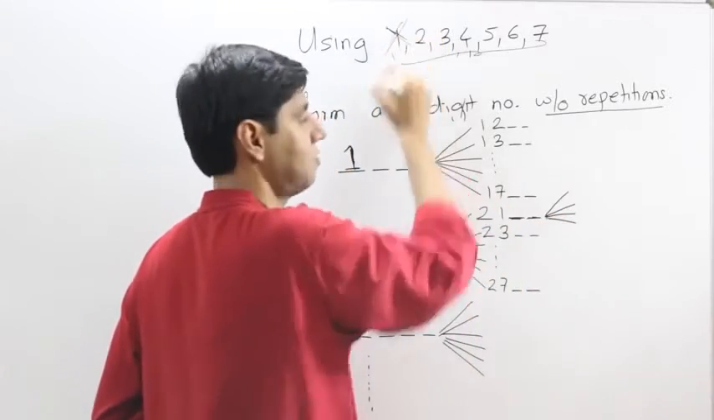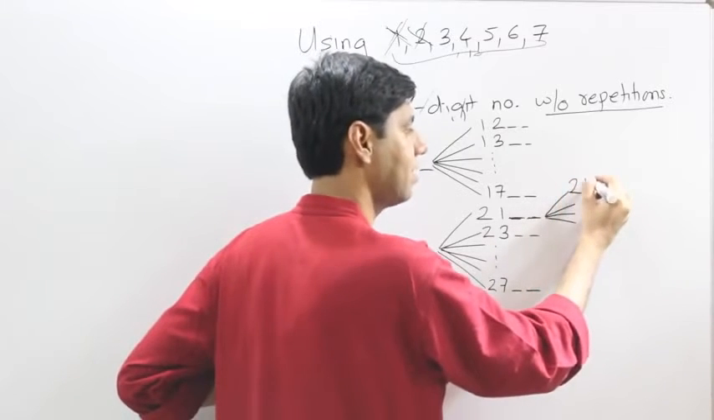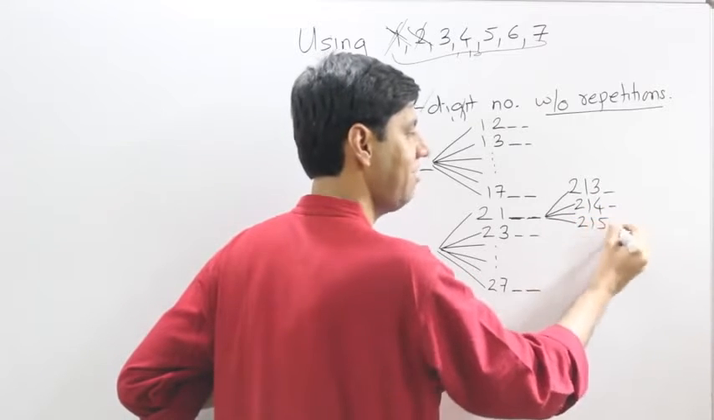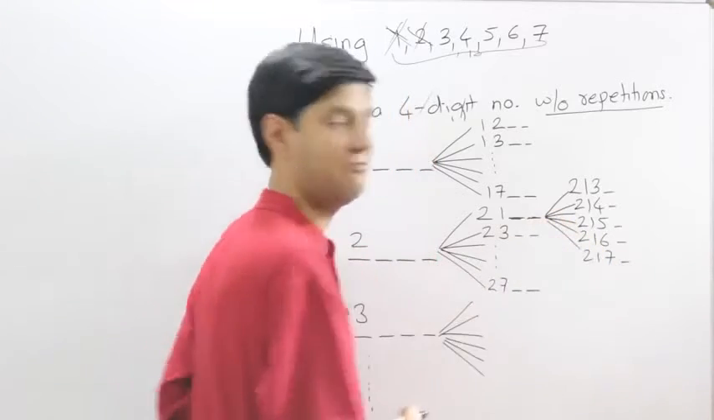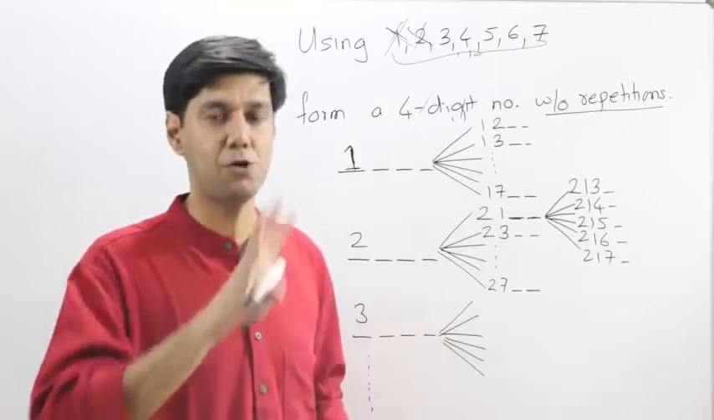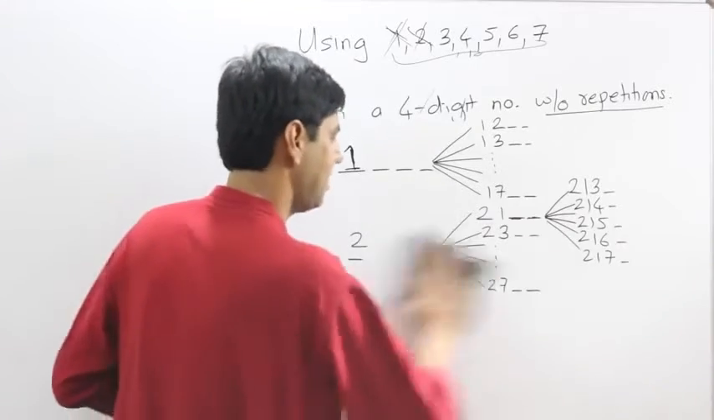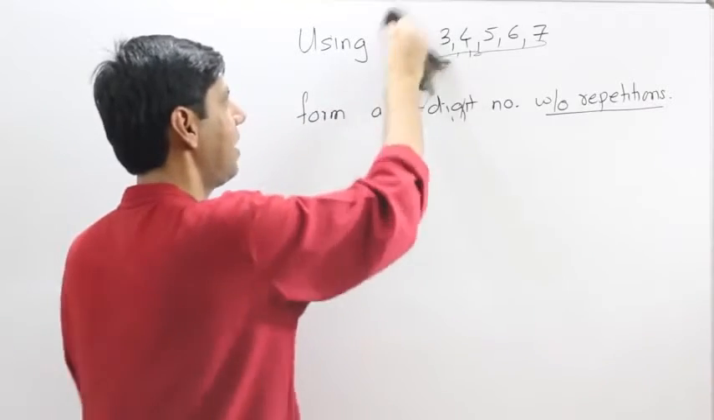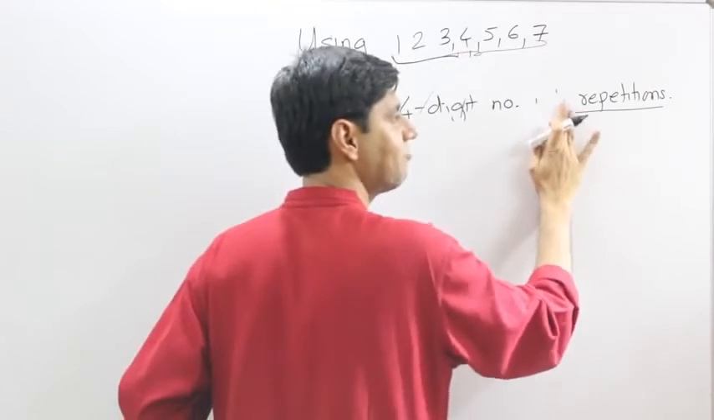A 1 has been used up, a 2 has been used up. I'm left with 5. So I could have a 2, 1, 3 or a 2, 1, 4 or a 2, 1, 5, 2, 1, 6 or a 2, 1, 7. Right? So there are going to be 5 different possibilities. 1 digit is left, I can continue this way. So you should be able to visualize this tree branching out at every different stage. Right? So the answer stays there. How would this question be answered if repetitions were allowed?